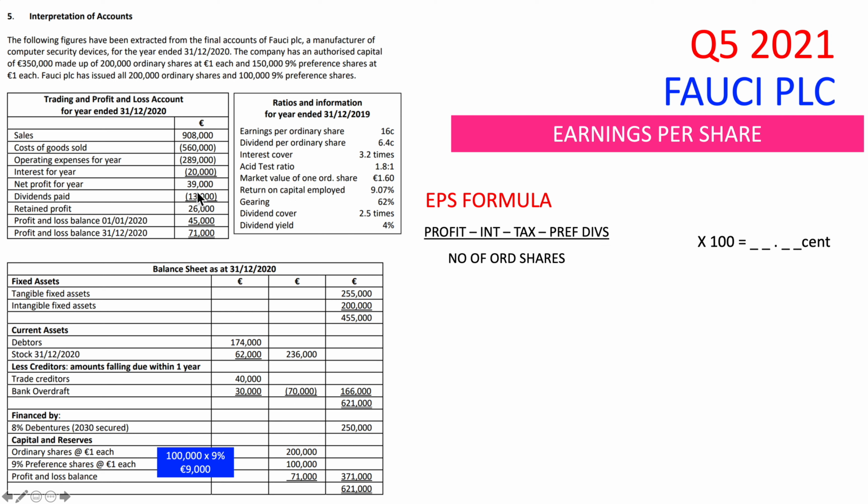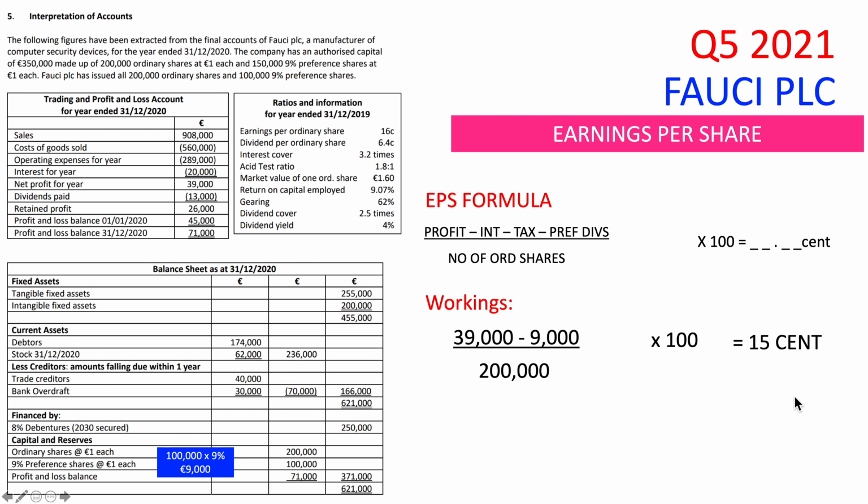So we have profits here, 39,000. So 39,000 already has the interest taken away. There's no tax in this question, but what we have to do is take away the preference dividends. So 39,000 minus my preference dividends, which are 100,000 by 9%, which is 9,000. So 39 minus 9 over the number of ordinary shares, which in this question is 200,000. Multiply that by 100 and we get 15 cents.